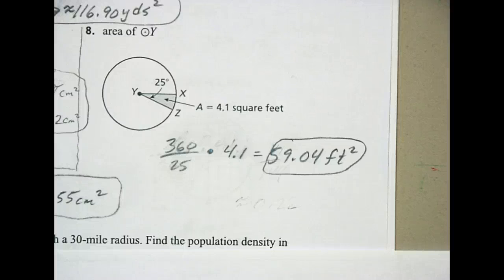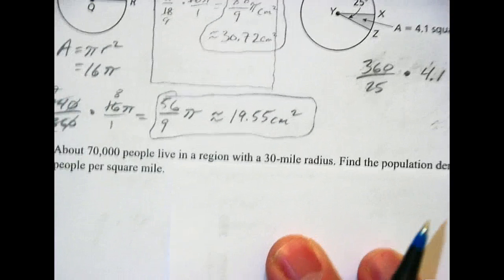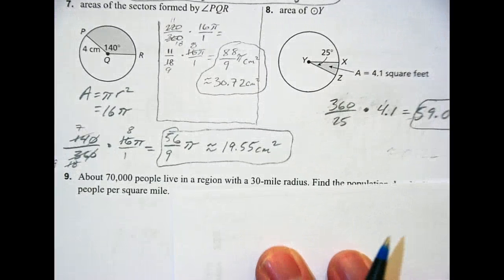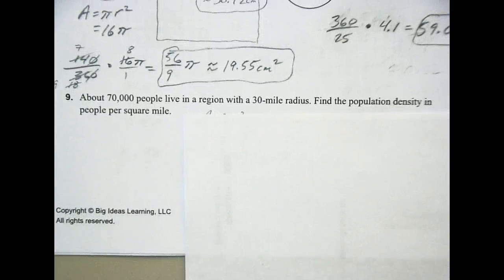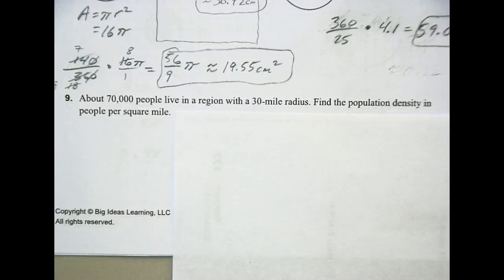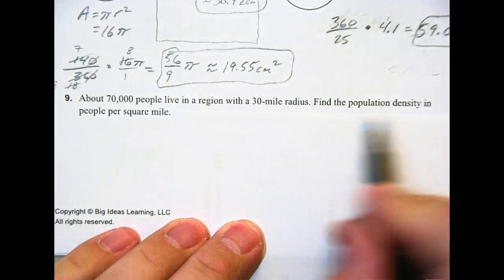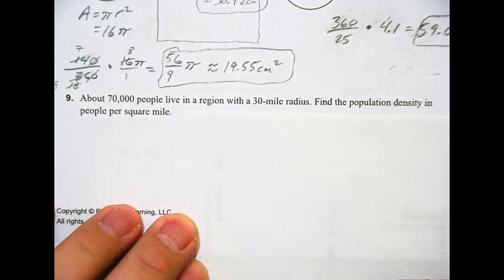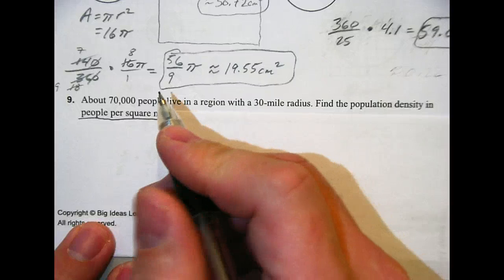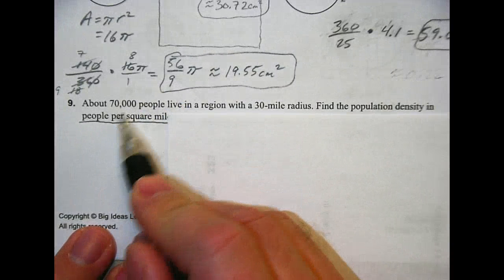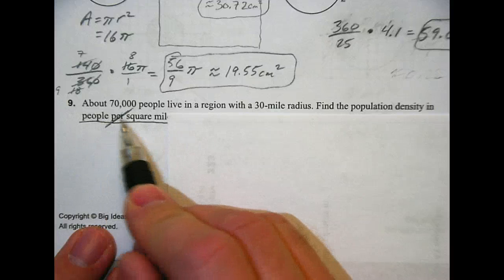Okay, go ahead and tell your neighbor what you got for number 9. Okay, can I have your attention, please? So it says about 70,000 people live in a region with a 30-mile radius. Find the population density in people per square mile. Now, this right here tells you what you're doing. You're taking people. The word per in math means divided by, people divided by square mile.